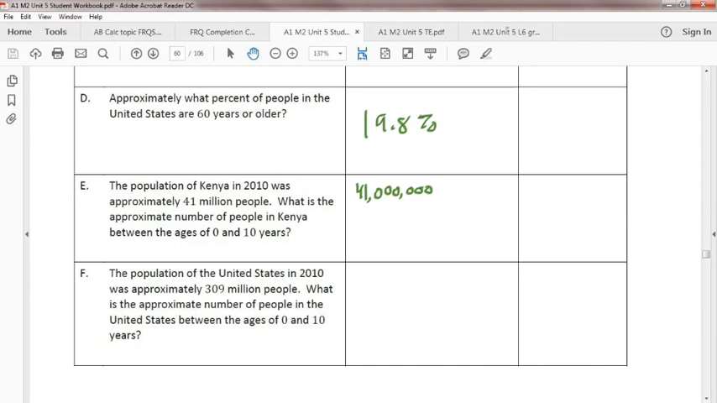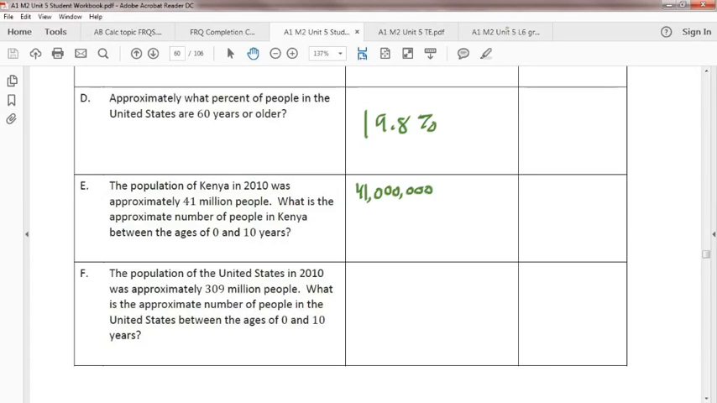Now this data only takes into account 200 people from Kenya. So can we use that percent to find the approximate number of people total in Kenya from 0 to 10? As long as the data was diverse, as long as it was completely random. It doesn't mean it's going to be exact, but it'll give us an idea.